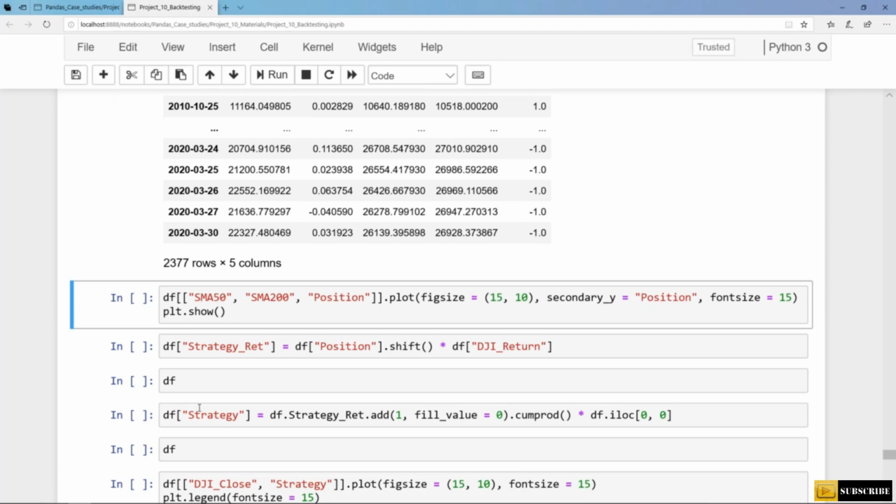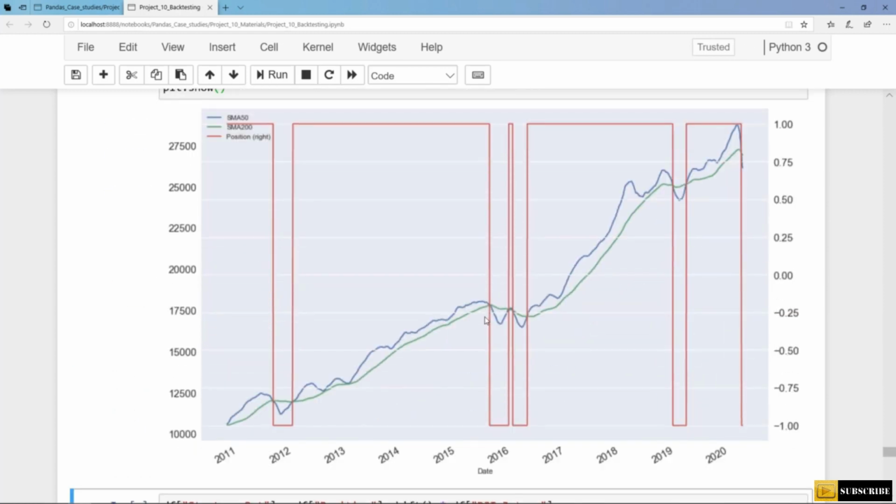And we can also intuitively visualize this with the following plot. So we plot the SMA 50, the SMA 200, and our position. And we create a secondary y-axis for the position, because the position has a different scale between -1 and 1. So let's simply have a look here. Again, in blue and in green, we have SMA 50 and SMA 200. And in red, we have the position. And the position is either -1 or +1.